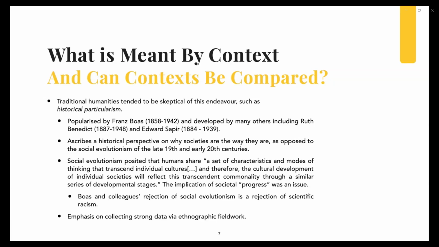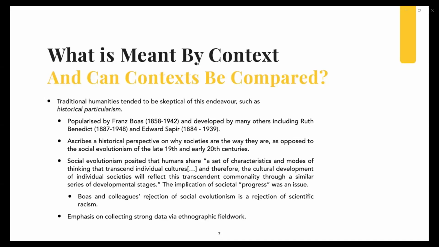That sounds okay. And therefore, the cultural development of individual societies will reflect this transcendent commonality through a similar series of developmental stages. So the implication, it's perhaps the second part of it that is the more problematic. The second part, the implication, is that there is societal progress in these stages, so that there are these universal characteristics and modes of thinking that are common in all cultures. So it means if it's universal, then all societies are going to have to go through these different stages. Ergo, there's a straight linear progression from the earliest stages of human society through to maybe a final form.